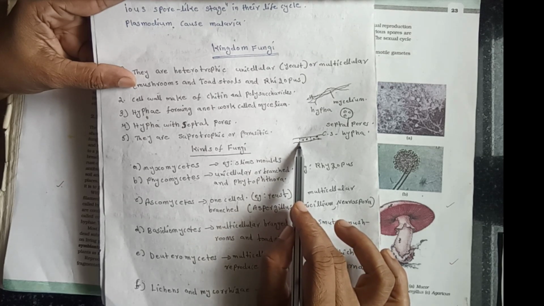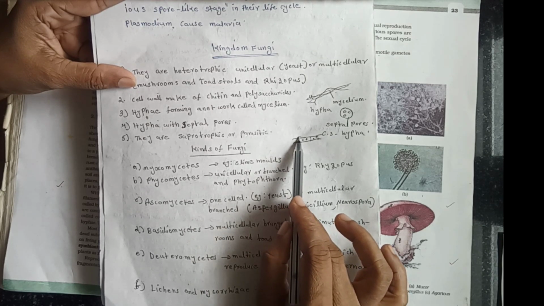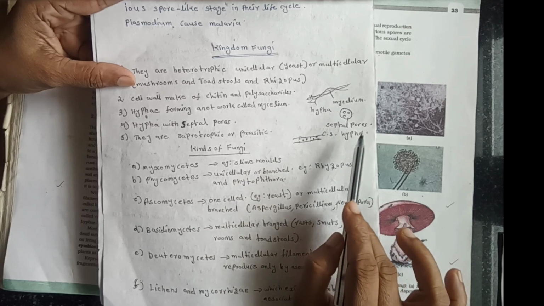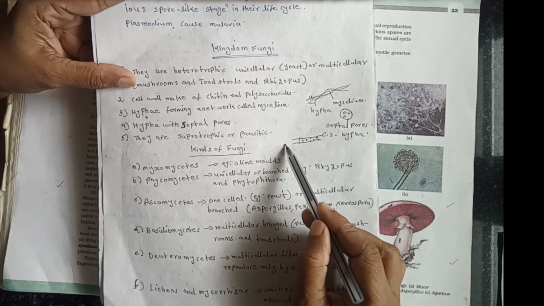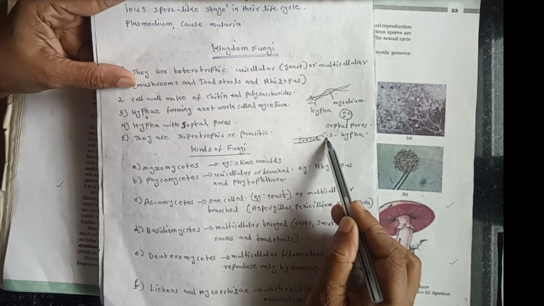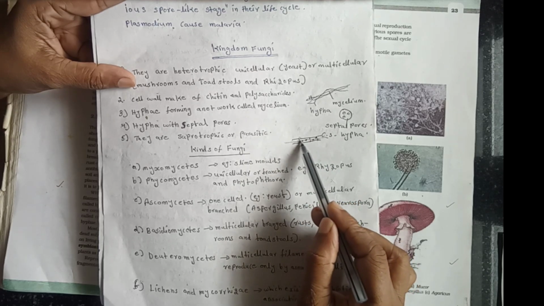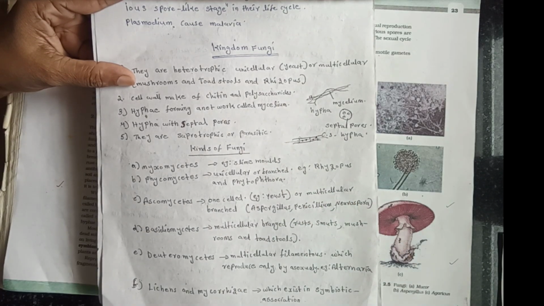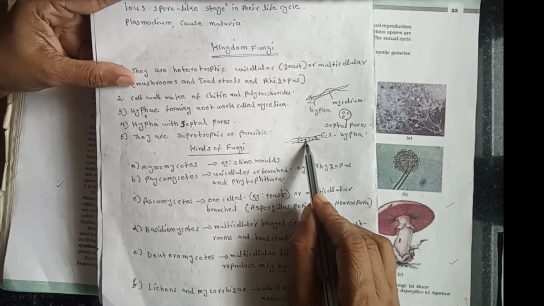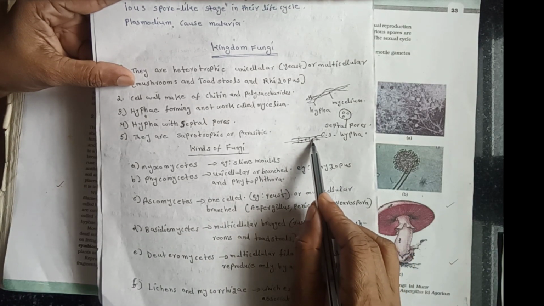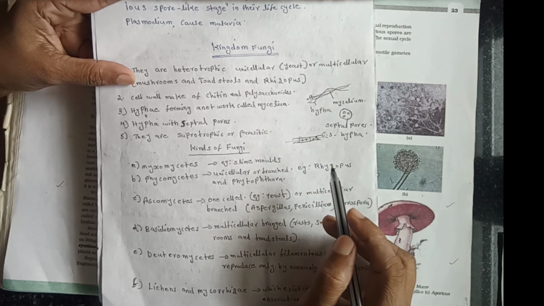We take a section of this septal part. There are numerous pores seen on this septa. So free cytoplasmic streaming is seen throughout the hyphae. Also, more than one nucleus is seen in the cells. This condition is known as coenocytic condition.